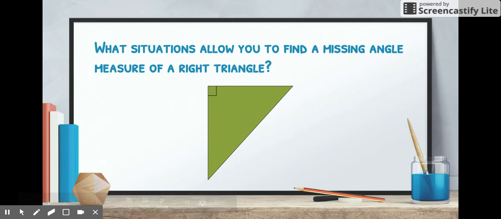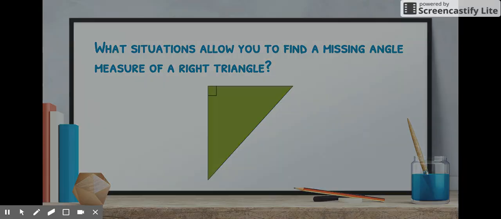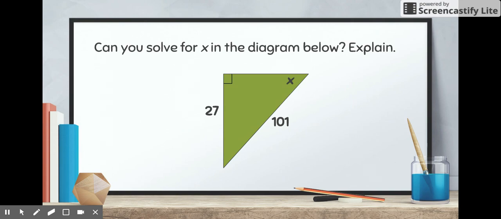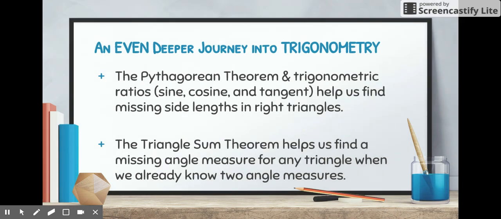When you're trying to find a missing angle measure of a right triangle, you need to know one of the acute angle measures, and that'll help you find the missing one using the triangle sum theorem. But if you have a situation like this where you're solving for x and you don't know the other acute angle measure, it doesn't matter that you have two side lengths because you can't use the triangle sum theorem to find x. So we're going to need something new to help us figure out what x is.